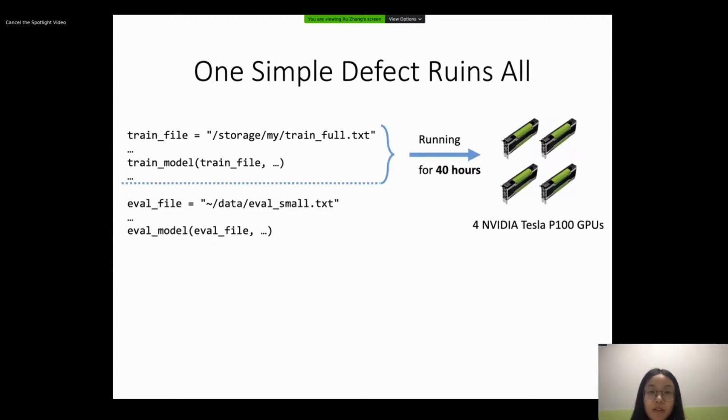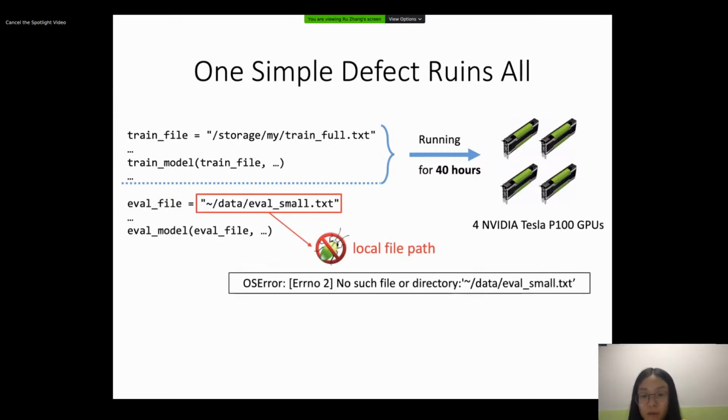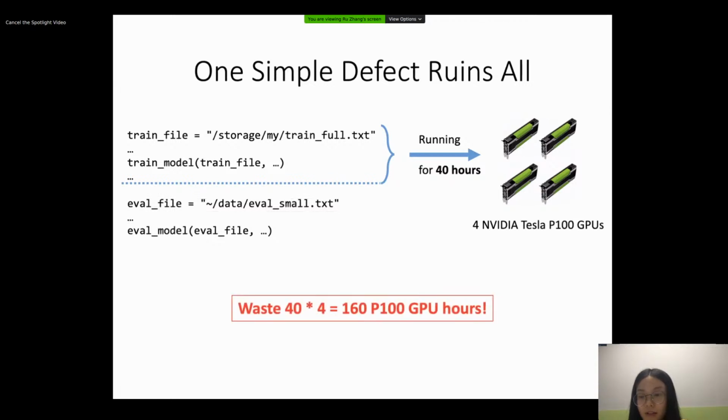Every day, thousands of deep learning jobs are submitted to Philly. However, we found that a noticeable percentage of these jobs throw a runtime exception due to code or script defects and fail to complete. For example, this job had been running for 40 hours on 4 NVIDIA Tesla P100 GPUs for training, but then triggered an exception due to a wrong path configuration of the test file. Therefore, reducing job failures is very important for saving precious resources, improving developer productivity, and creating business value.